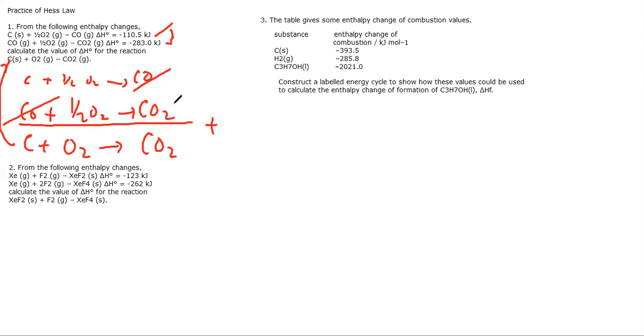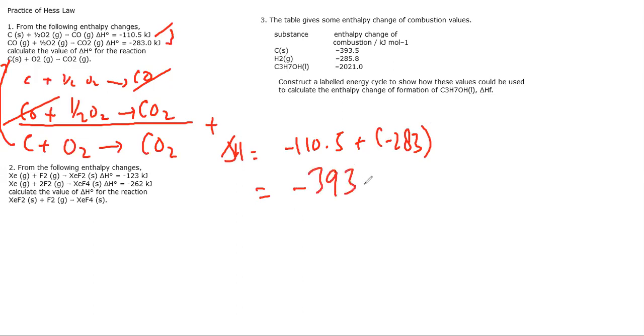Meaning delta H for this reaction is the addition of the two figures. Delta H for this reaction equals minus 110.5 plus minus 283. If I use my calculator, then I will have minus 393.5 kilojoules. So that's the first one. The step is that you have to match the information given to you to the question that is given to you. So that's the first question.